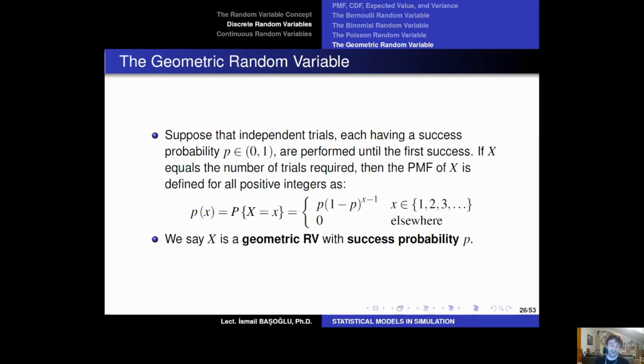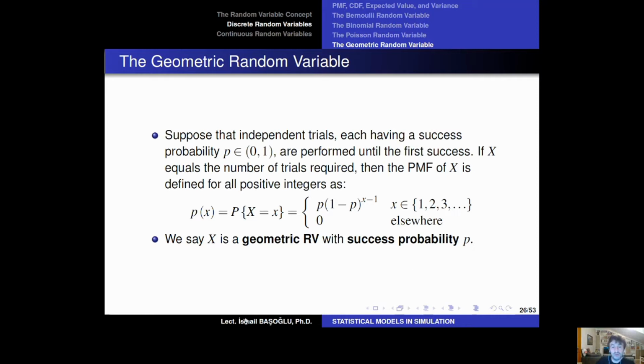And theoretically, you can repeat the experiment infinitely many times, but still you may not observe any success. Of course, the probability of this would be very small if the success probability is large. However, if the success probability is small, in that case, most probably you are going to repeat this experiment many times until you observe your first success.